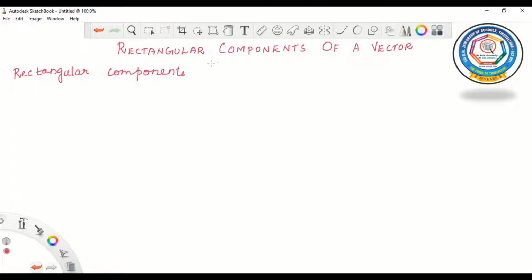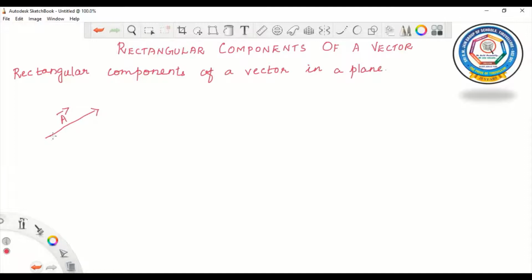So now I am going to explain rectangular components of a vector in a plane. Now let us consider vector A. This is a vector A.